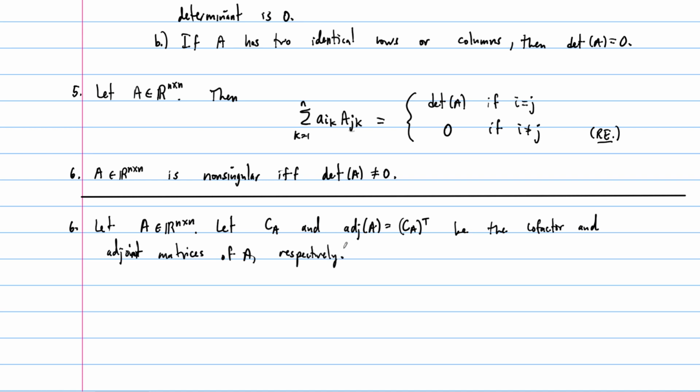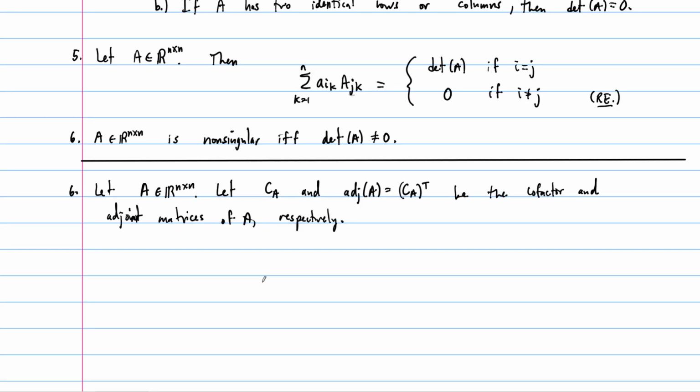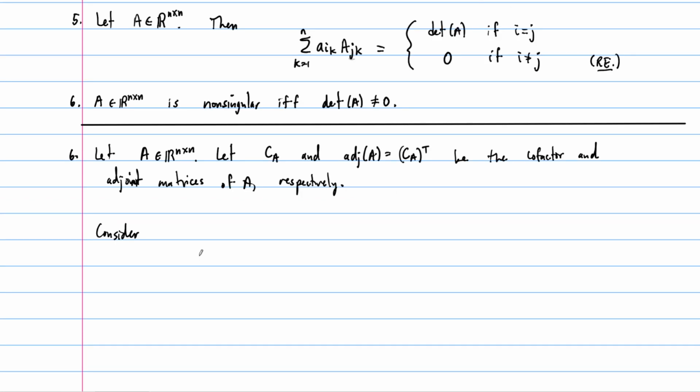What I'd like to do now is consider the product of A times the adjoint matrix. So let's consider A times the adjoint matrix. I'm drawing a dot, but that's not a dot product. Let me get rid of it. It's A times the adjoint matrix.